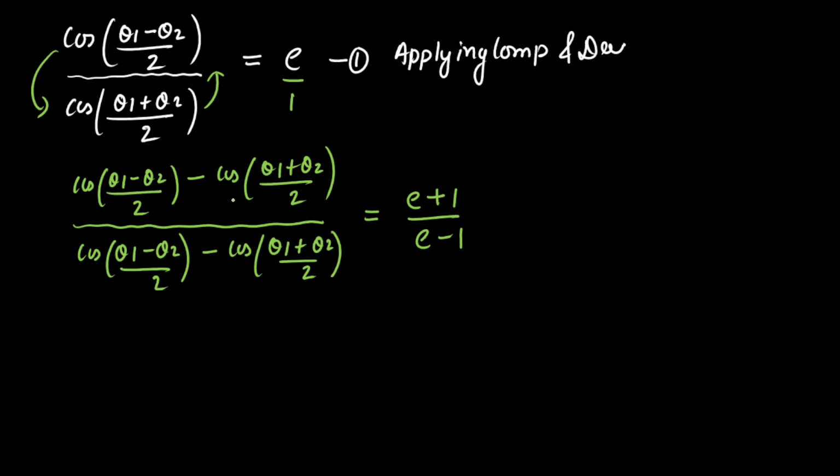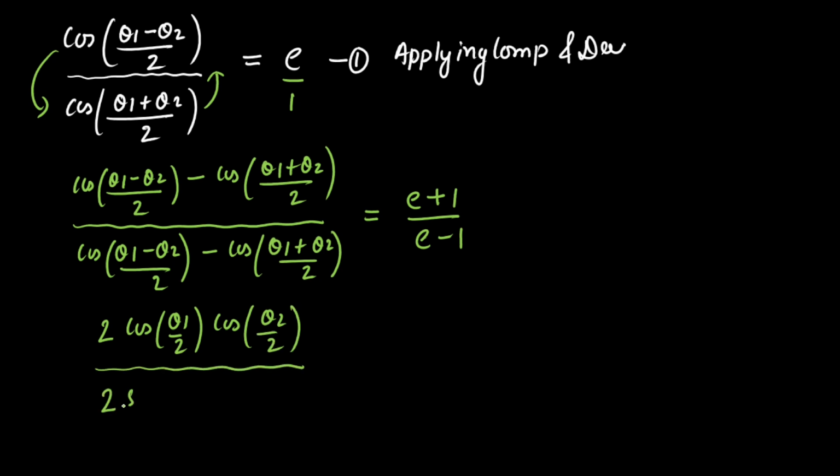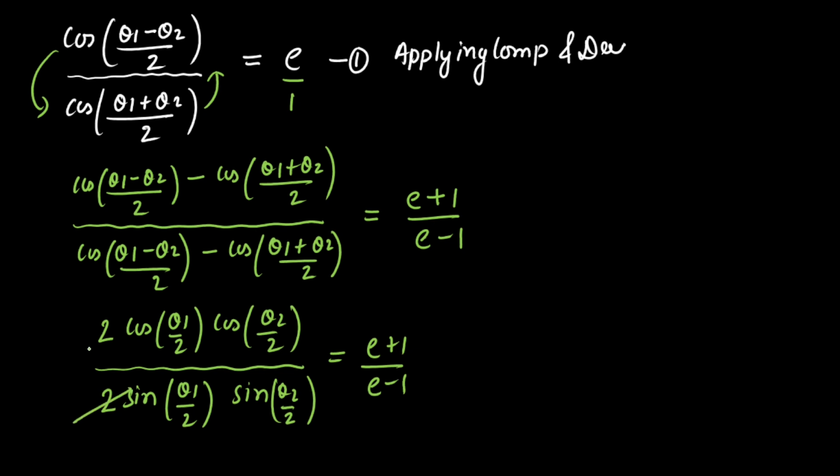Now I'm going to apply cos C plus cos D and cos C minus cos D. Applying these, I'll get 2 cos of (C plus D) by 2, which gives cos of theta 1 by 2, because theta 2 terms cancel out, and cos of (C minus D) by 2, which gives theta 2 divided by 2. The whole thing is divided by 2 sine theta 1 by 2 sine theta 2 by 2, which is equal to e plus 1 upon e minus 1. Now the 2 and 2 will cancel out.